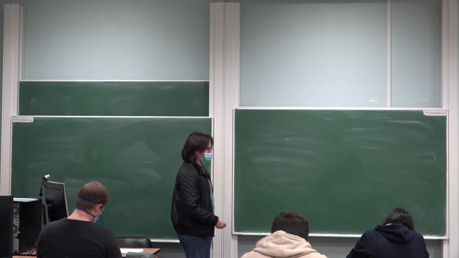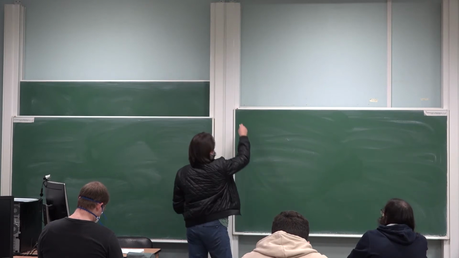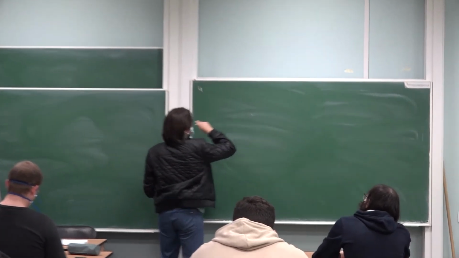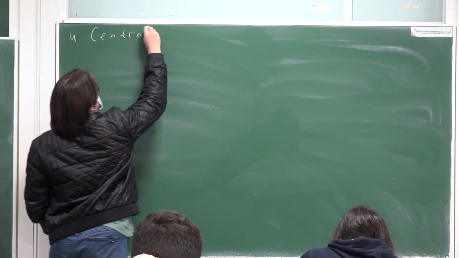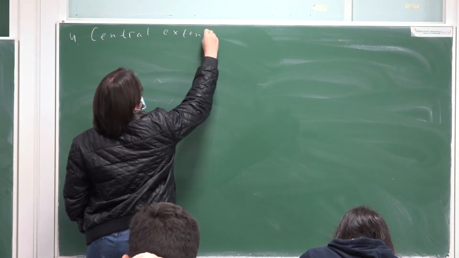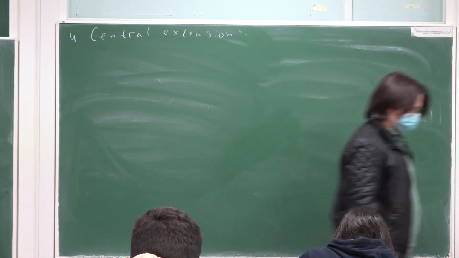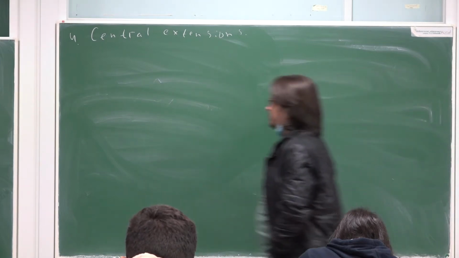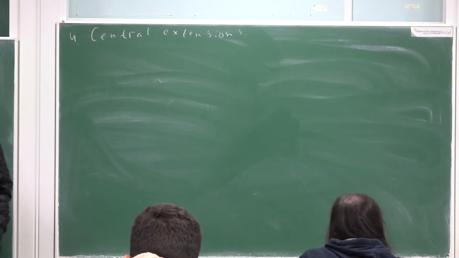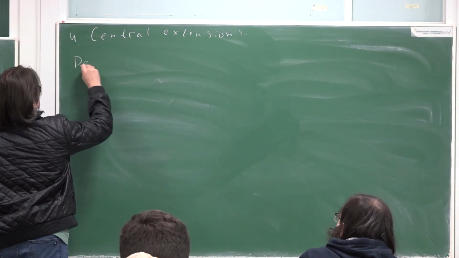So we start the last part of our chapter about group cohomology, and it is called central extensions. So we will see how group homology and cohomology help to study central extensions. What is a central extension?